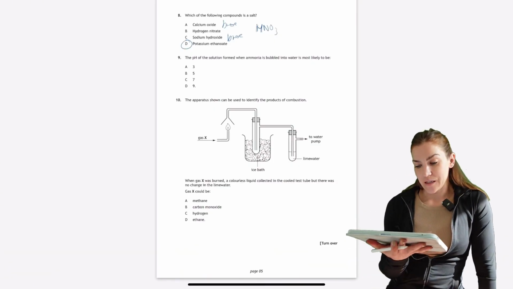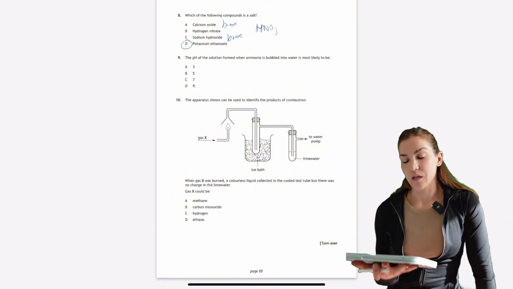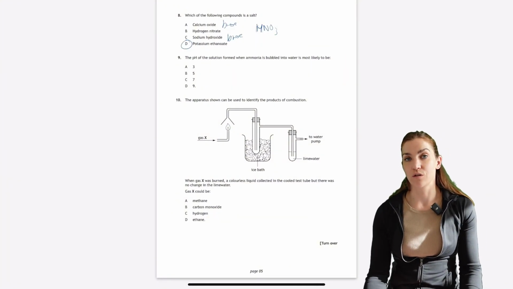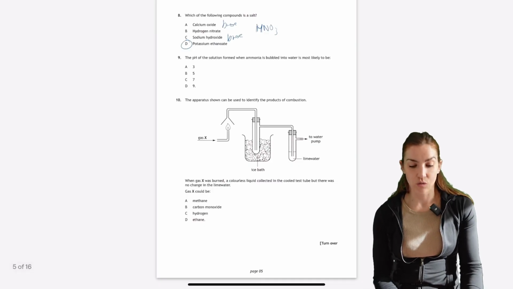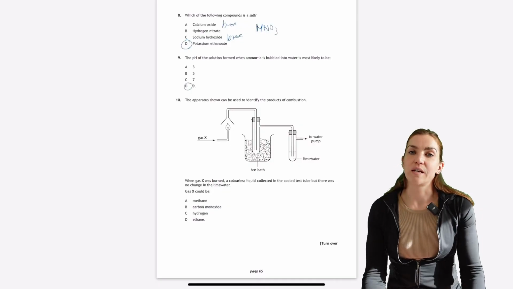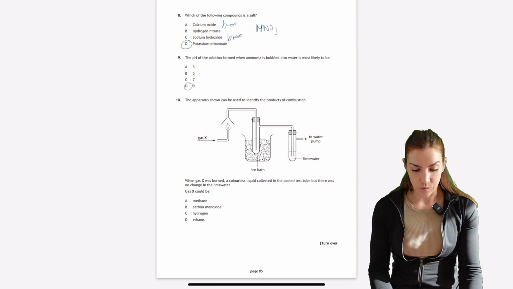So then question 9, the pH of the solution formed when ammonia is bubbled into water is most likely to be. So ammonia dissolves in water to produce an alkaline solution. You should have learned that in Unit 3 when you did the Haber process. So the only alkaline pH that's there is 9, and that is D. Okay, so you're looking for any pH really above 7 for ammonia when it's dissolved in water.